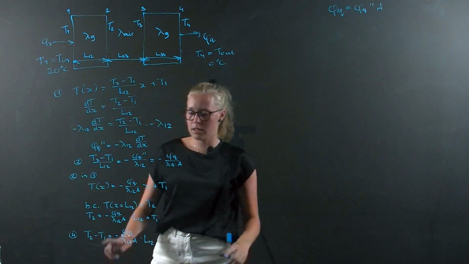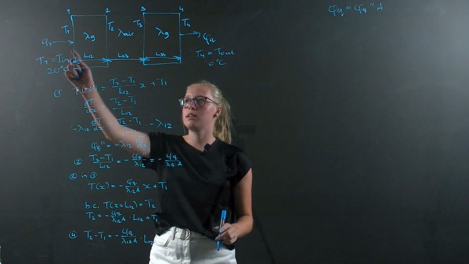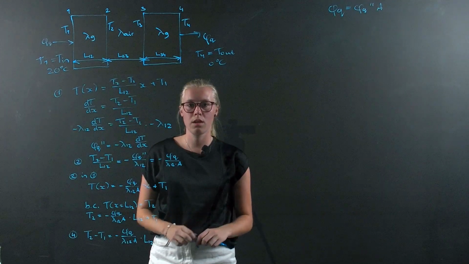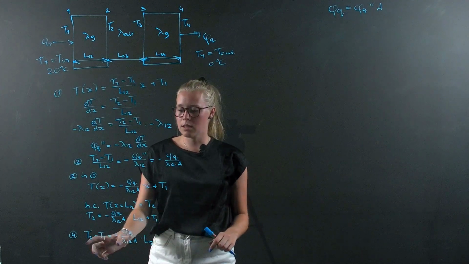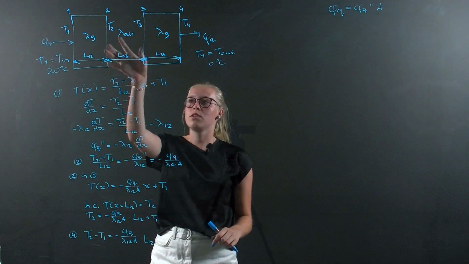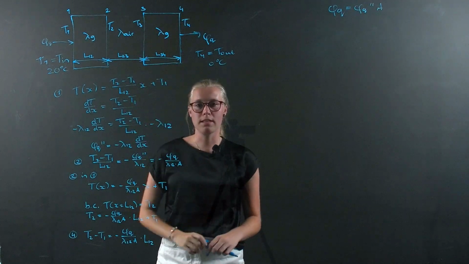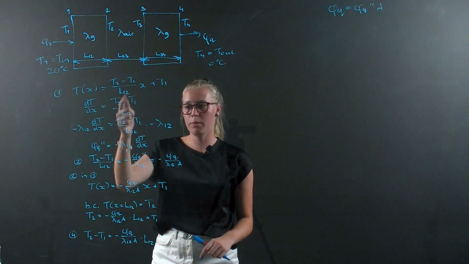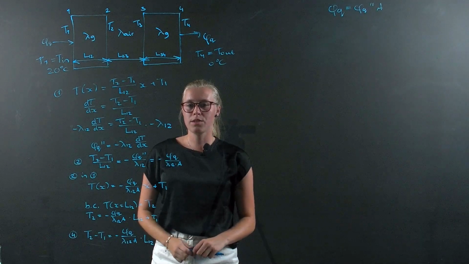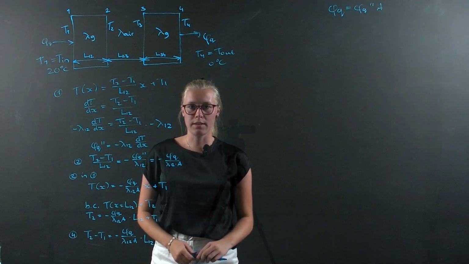As you can see, this equation applies only for the distance 1 to 2. We can derive the equation of the temperature for the air gap and for the other glass plate as well in the following steps. Try it yourself and we'll come back to you in a second.